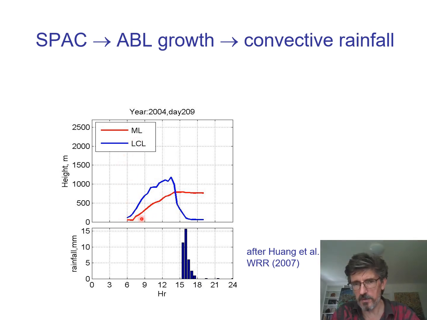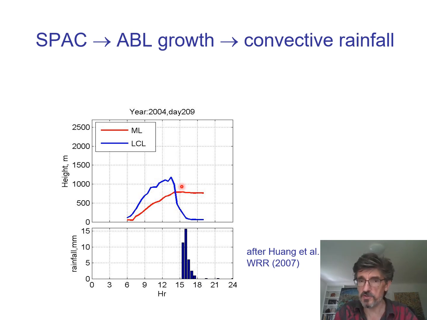So this is the height of the boundary layer, it grows, and at around 2:30, 3 o'clock in the afternoon, there is the crossing of the lifting condensation level. Potentially first clouds forming, if there is enough CAPE, which was the case on this day.